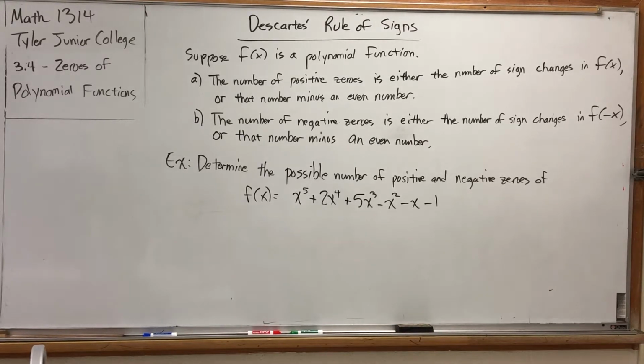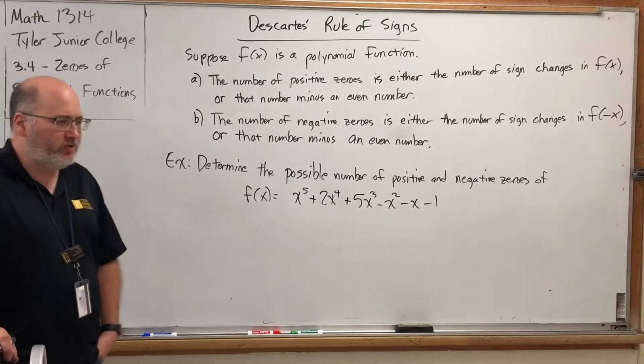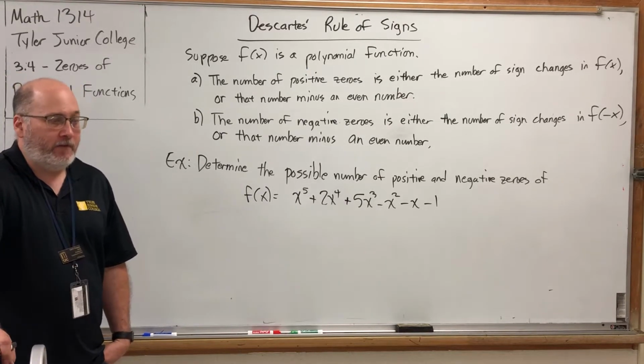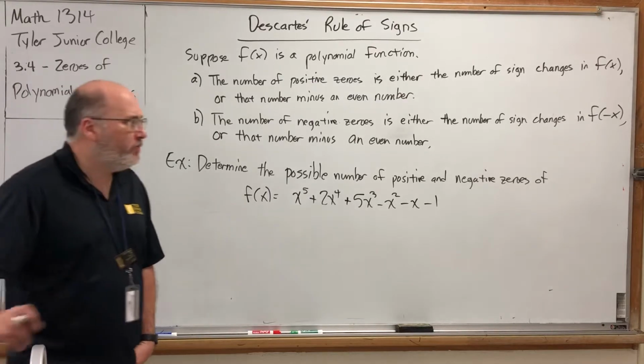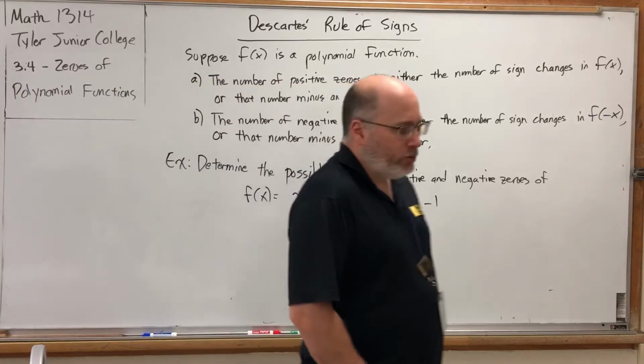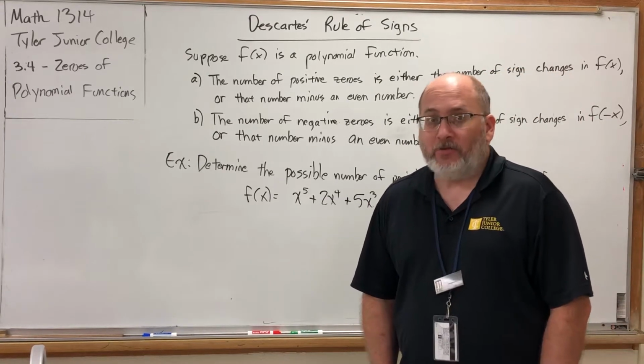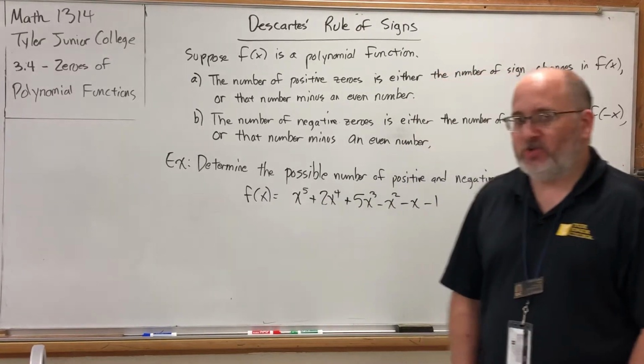I kind of lied to you at the end of the previous video. I said this one would be the next example. But before we get to further examples of using the rational zero theorem to locate zeros of a function and hence find all the zeros, I want to introduce you to another tool that we can use to help us narrow down our list of possible rational zeros.